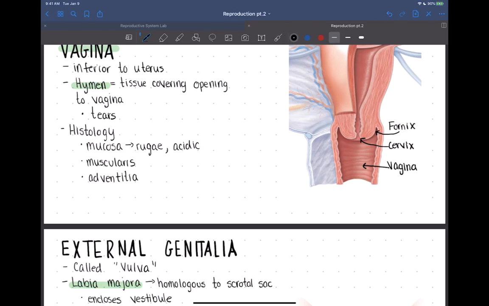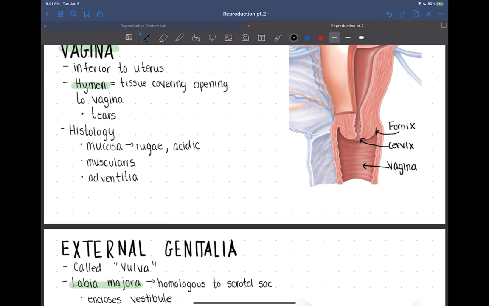Okay, so now let's talk about the histology of the vagina. The mucosa of the vagina, mainly what you should know about it is that it does contain rugae. So it contains folds that allow it to stretch. Particularly important is that it be able to stretch during childbirth, right? So that's why we have rugae in the vagina.